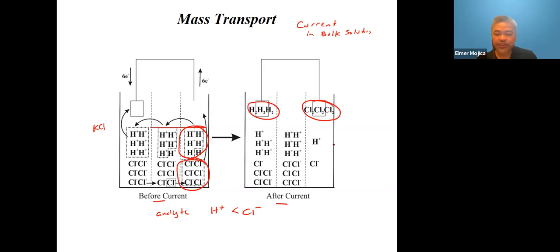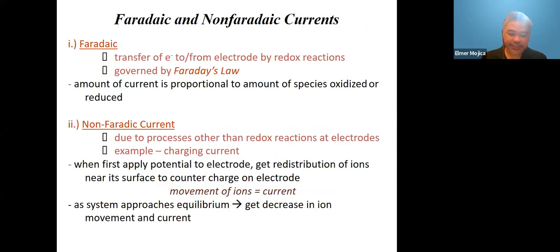Magkakaroon na ng mass transport from the bulk solution going to the electrode. Okay? So this will be helpful when we go into each of the methods that we're going to discuss, especially voltammetry and coulometry. Okay, so what are the currents that we have in this so-called electrode surface? So it could be Faraday current or non-Faraday current.